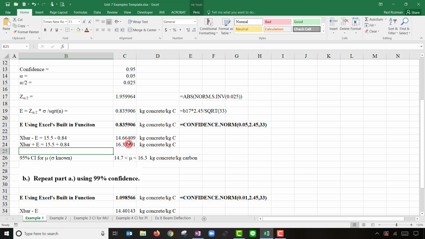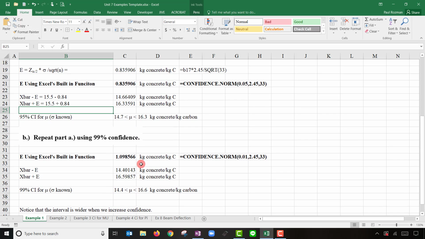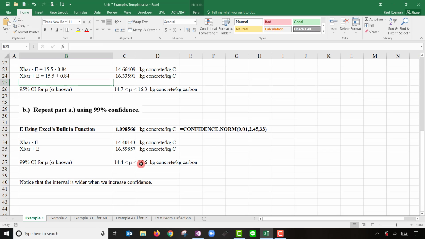Then I just added and subtracted it from the mean. The mean of the problem was 15.5, and we came up with our interval. It was easy to then repeat it for 99%. You'll see that the numbers are matching what we had done in our by hand calculations. And I even put a note that you end up with wider intervals with increasing confidence.